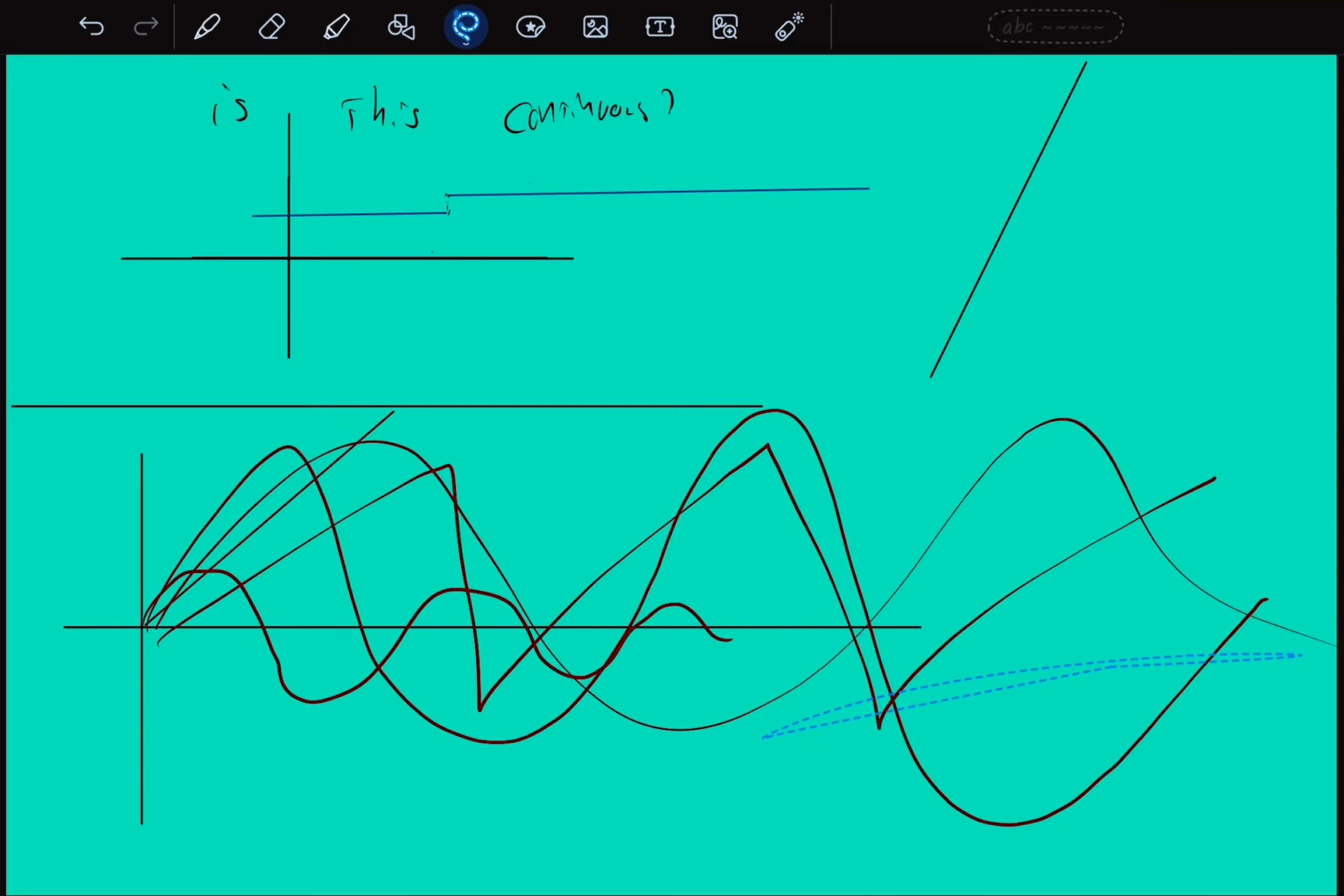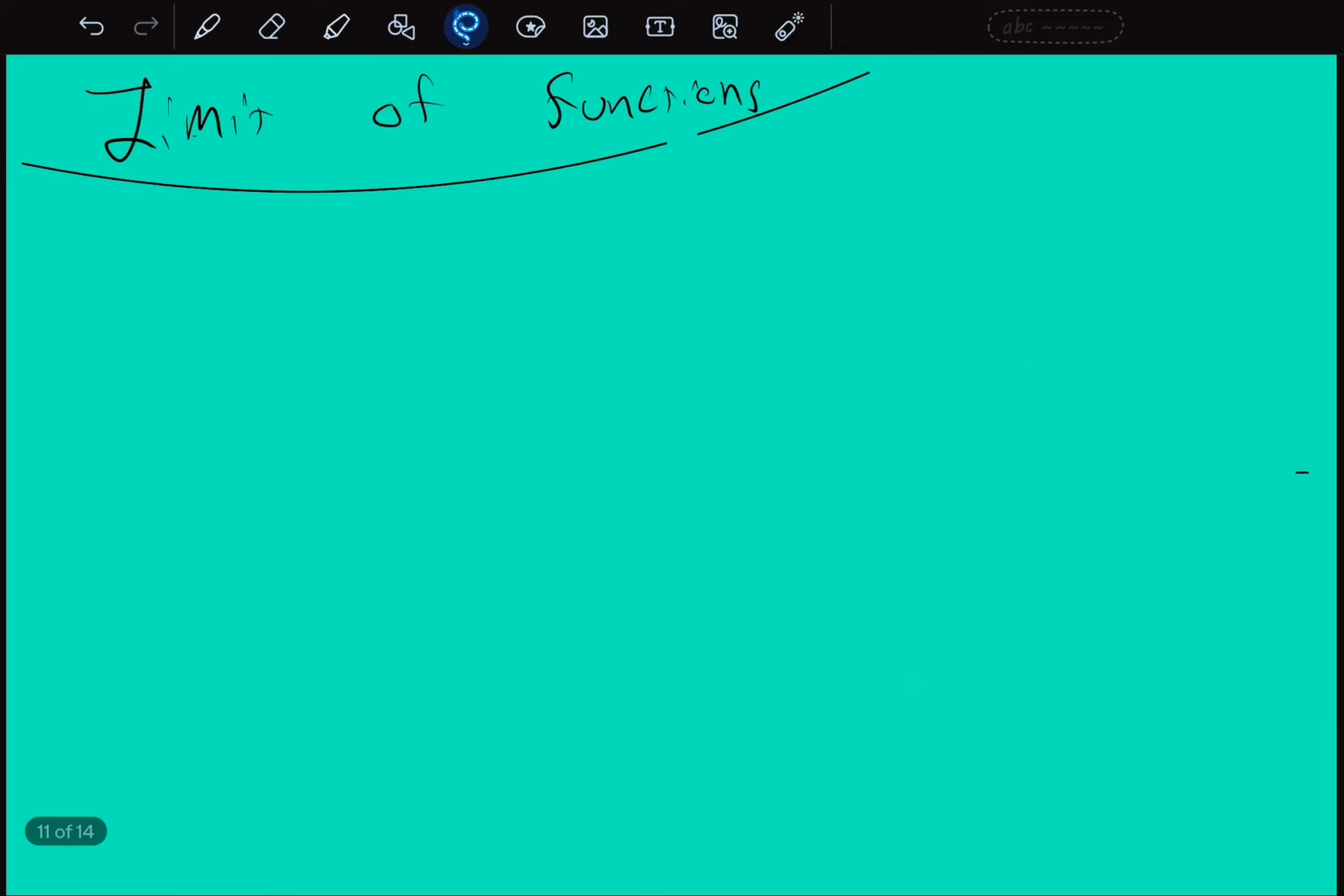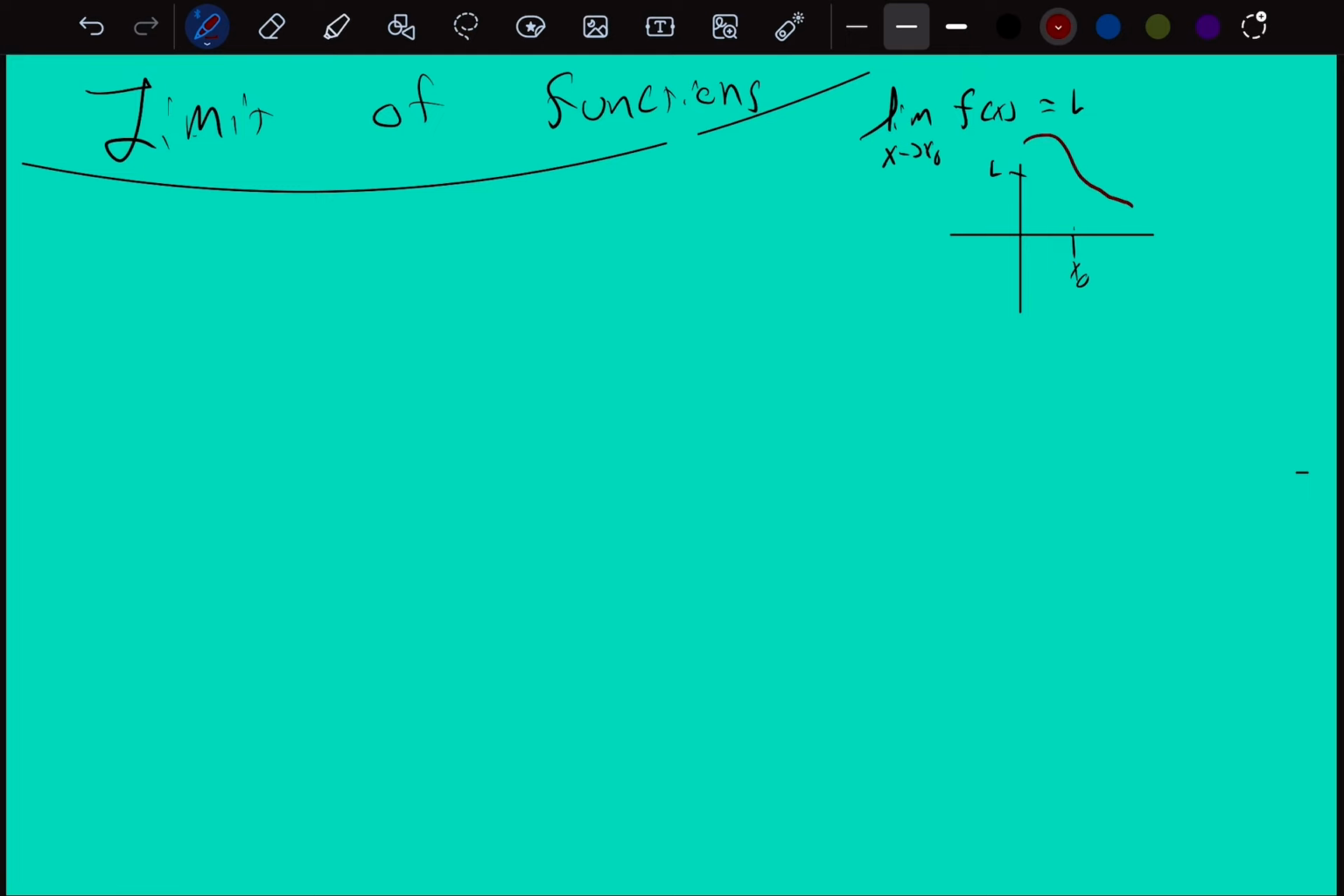Well, first, we actually have to look at something called a limit. The limit of a function. It's a very simple definition. Mathematically, we say the limit of f of x is equal to L when x goes to x naught. At a specific point, it equals L. If we were to draw this, this is our x naught. Let's say this is our L. The limit is basically saying that. That's basically what it's saying.